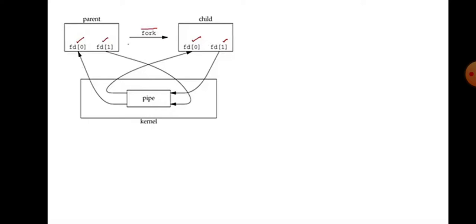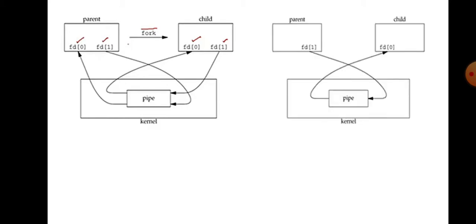So what we need to do can be done by closing the two ends of the pipe. If the parent is writing something, then FD0, the file descriptor 0 of the parent, needs to be closed. So it is not drawn here. This end is closed. This reading end of the parent is closed, and the write end of the child is also closed. So this is the mechanism by which the parent writes data to the child.